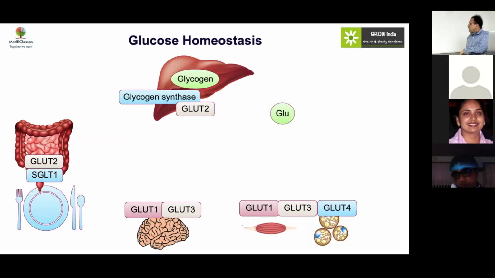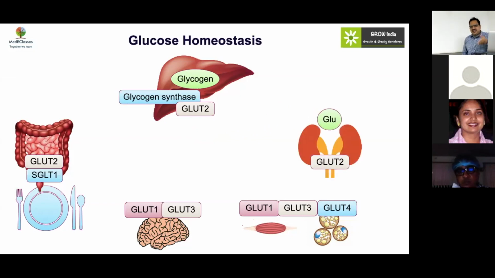Now from there, this glucose, if it is an excessive amount, will actually go through the kidneys and you will lose it, and there is a process of sodium glucose linked transporter type 2 which takes it back in, to absorb that.